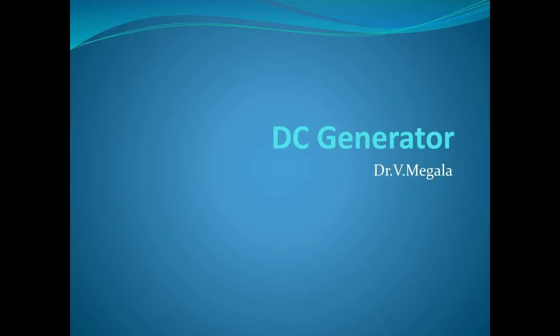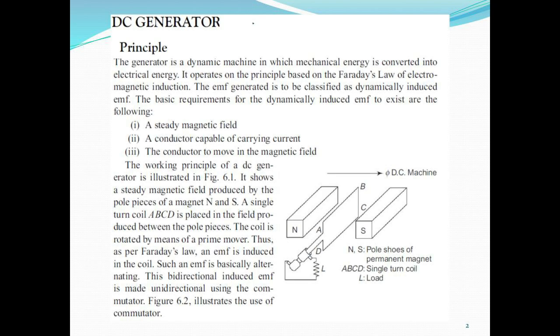Hello. In this video, we are going to see about the DC generator. The generator is a dynamic machine in which mechanical energy is converted into electrical energy. It operates on the principle based on Faraday's law of electromagnetic induction. The EMF generated is classified as dynamically induced EMF.